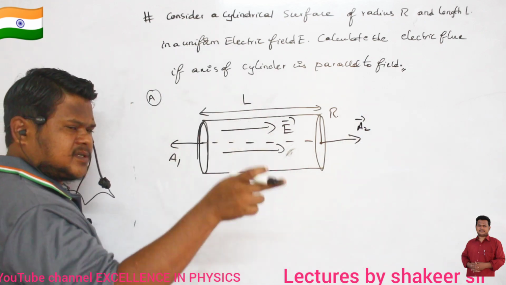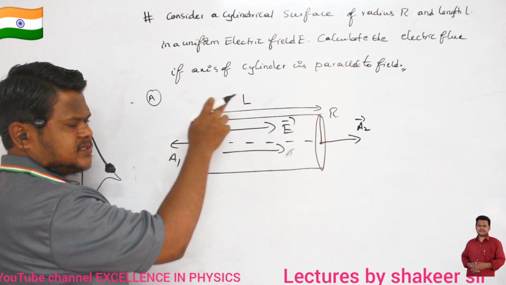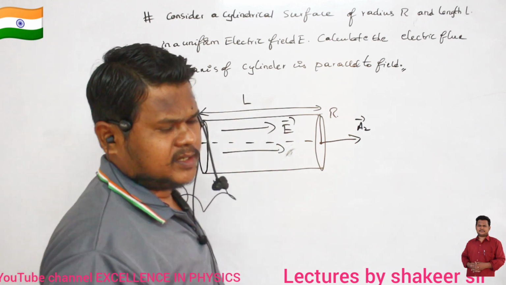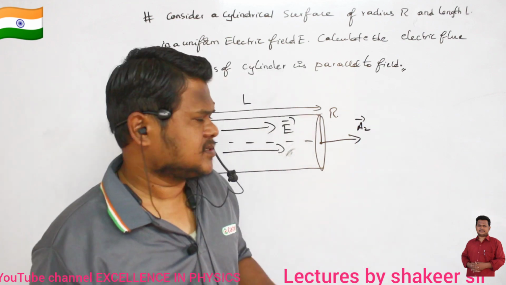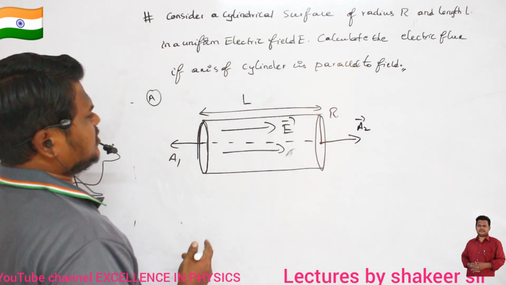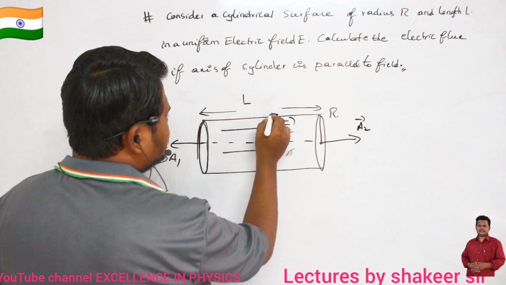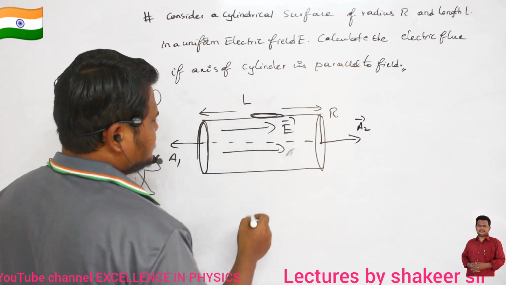Are you able to understand? Then this curved surface is also present, no? Curved surface. What is the direction of area here? Here I cannot say the direction of area because this is a curved surface. So, what I will do? I will select a small area dA here on the surface of this curved surface.